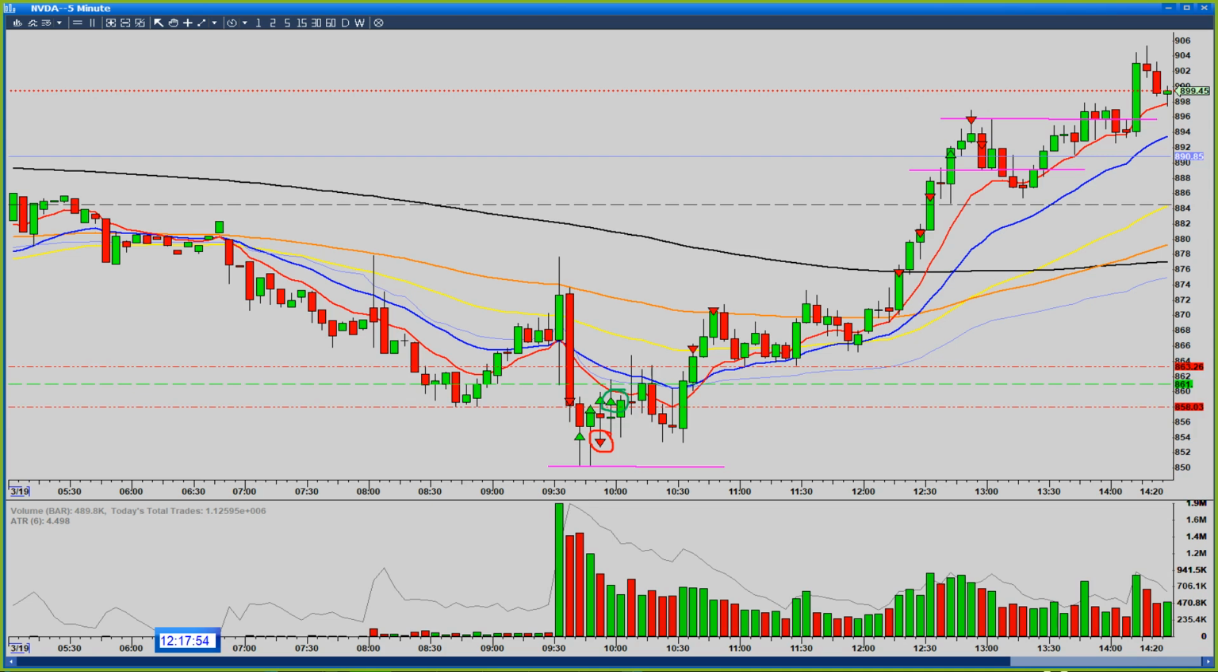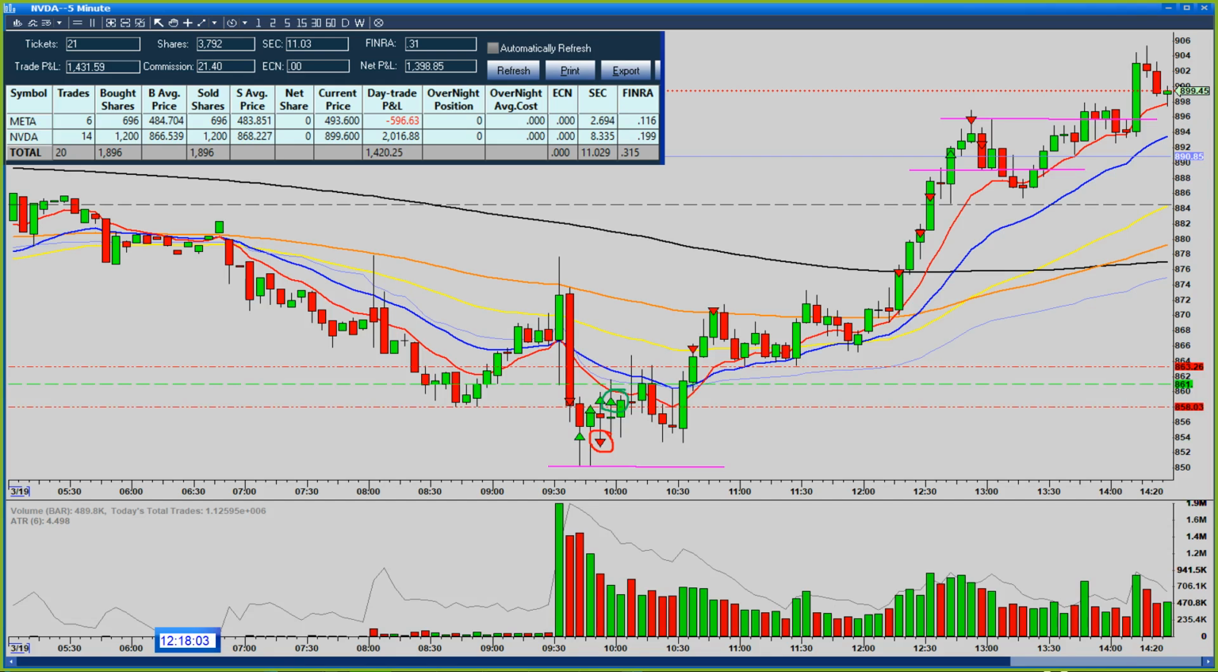So, what did we end up with yesterday? After getting nailed on that first one on Nvidia, staying locked in and letting the price action guide us, we were able to come back and make a little bit of money yesterday. And I attribute it all to price action.